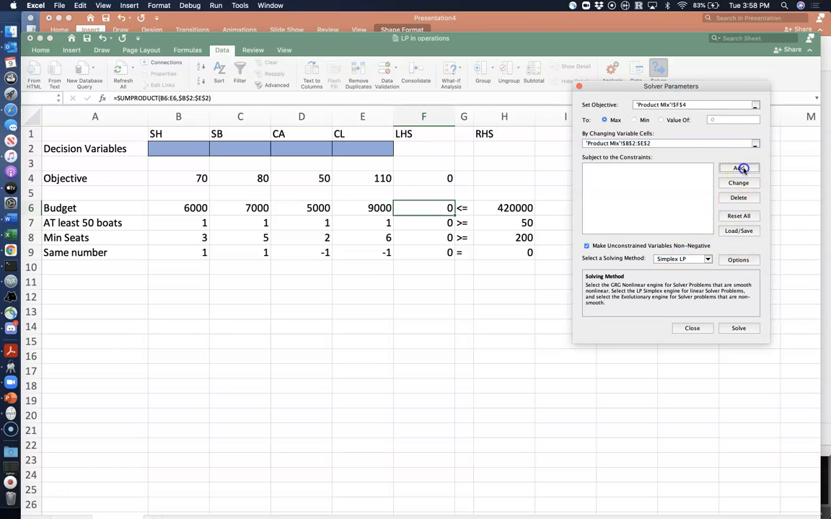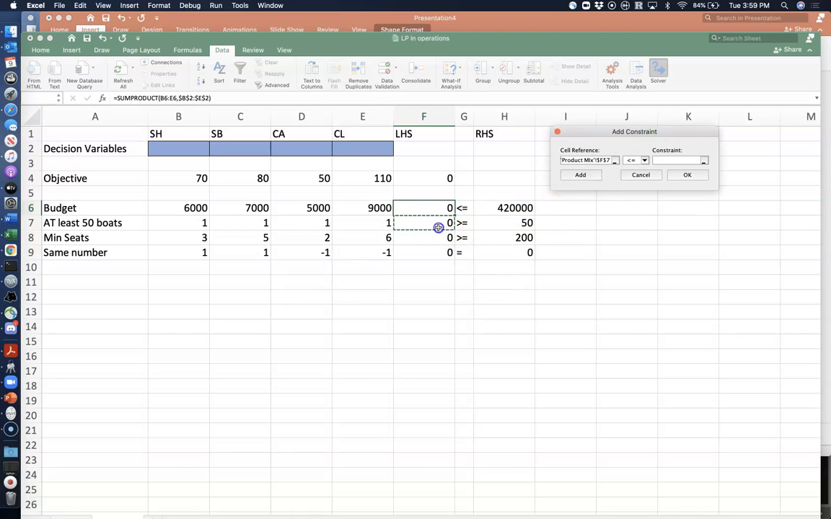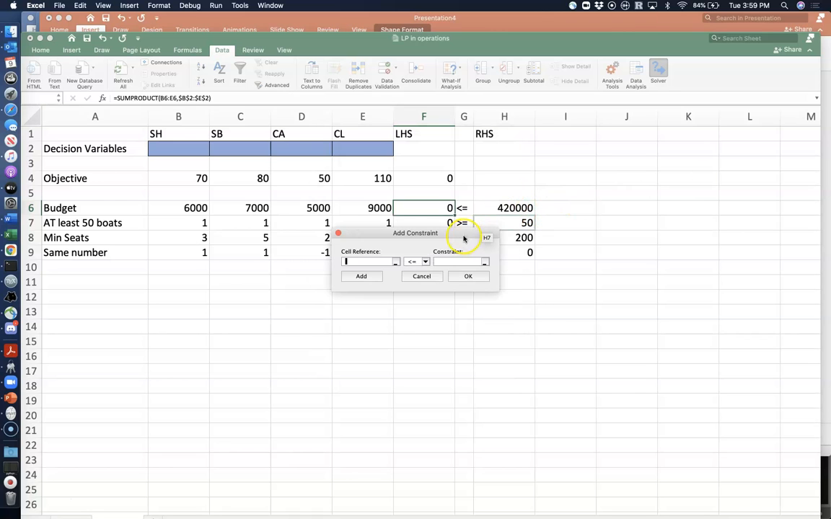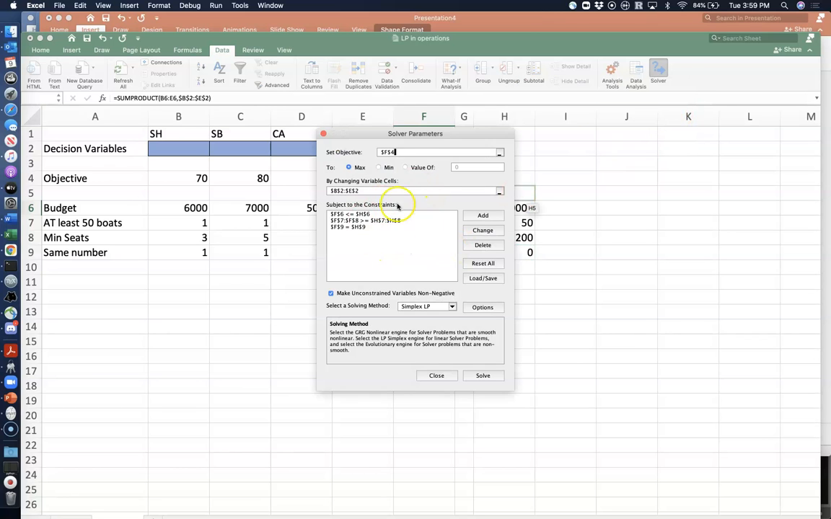Change method to simplex LP. And I add the first constraint that the left hand side has to be less than or equal to the right hand side. So that's F6 is less than or equal to H6, done. Right. Now let's write the 2 greater than or equal to constraints. So F7 and F8 have to be greater than or equal to H7 and H8. And finally the equal to constraint, where we say that the 2 have to have the same number of boats bought from them. So you say that F9 should be equal to H9. Those are all the constraints.